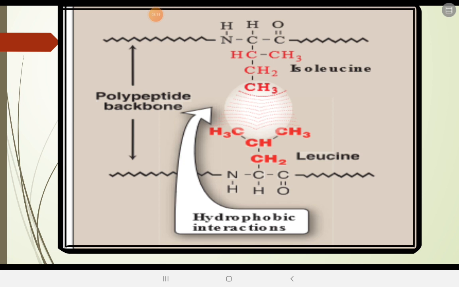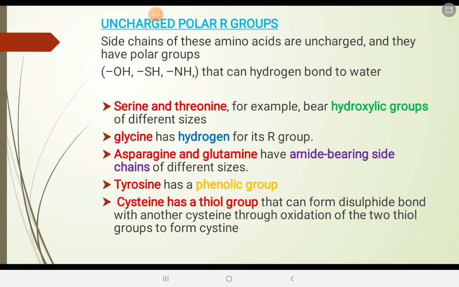This is an example of hydrophobic interaction between two non-polar amino acids in the interior of the protein molecule. Next, polar amino acids with uncharged R groups. Side chains of these amino acids are uncharged and they have polar groups, OH group, SH group, NH group, that can form hydrogen bonds to water. First is serine and threonine, which bear hydroxyl groups of different sizes.